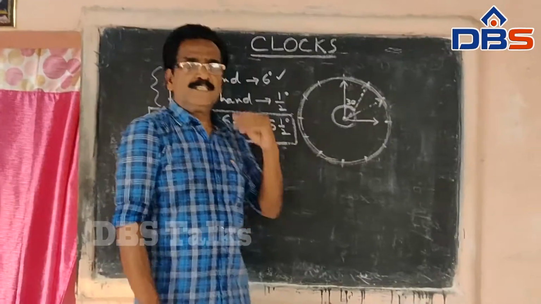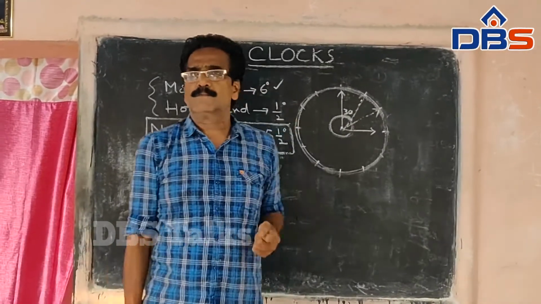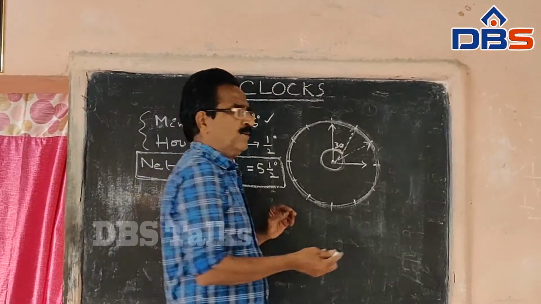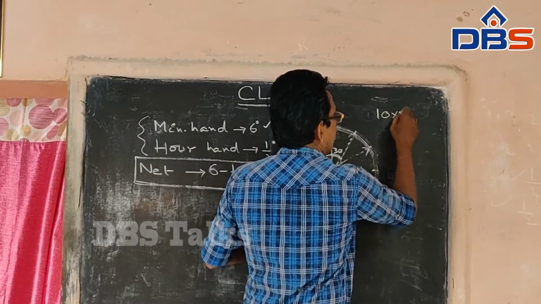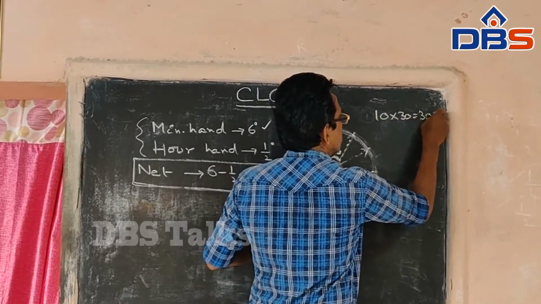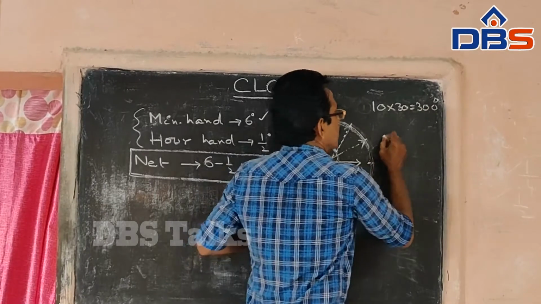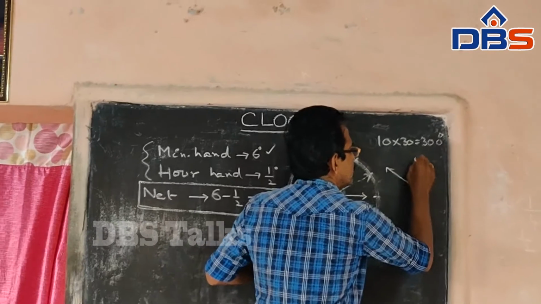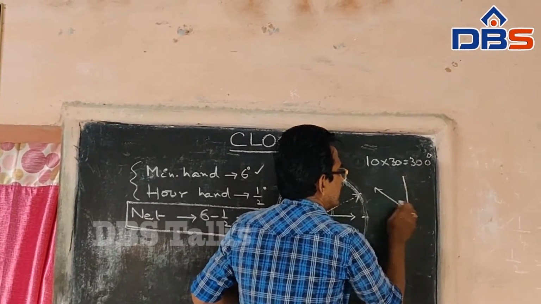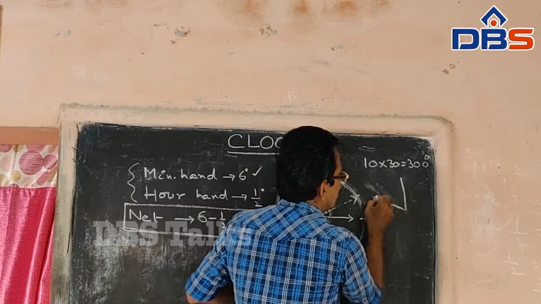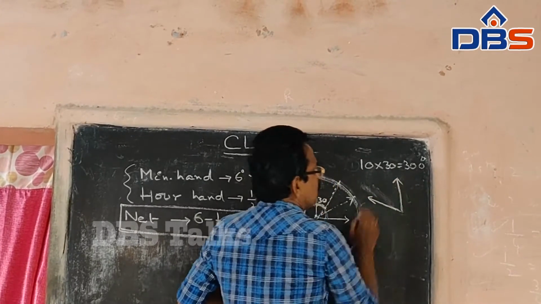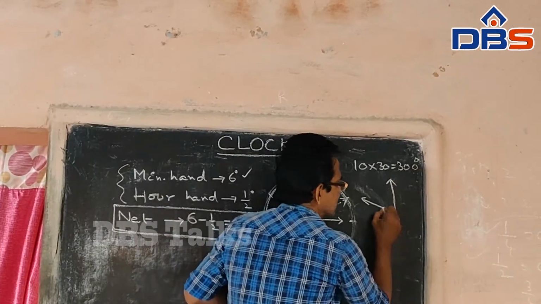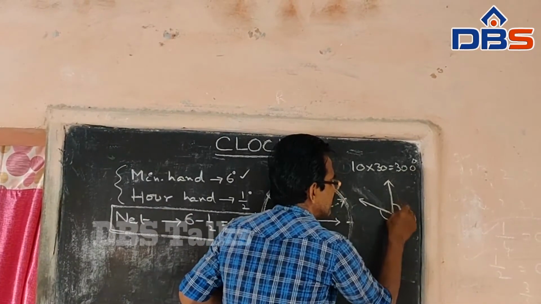What is the angle between the hands of a clock at 10 o'clock? Normally what we do? 10 into 30, that is equal to 300 degrees. See how the hands will be positioned at 10 o'clock, like this. 10 into 30, 300 degrees. So this side angle is 300 degrees.